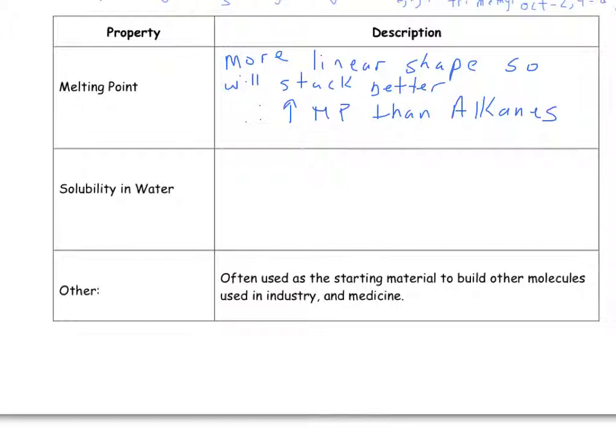In terms of solubility in water, a triple bond does not affect the polarity, so it is still nonpolar. Therefore, water can only use weak dipole-induced dipole attractions. Therefore, alkynes have a low solubility. Other information about alkynes: they are often used as starting materials for building other molecules in industry and then also in medicine.